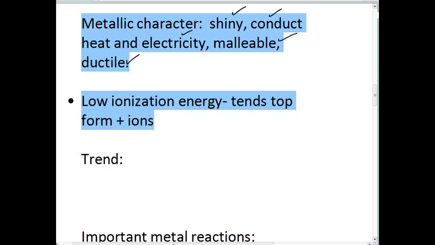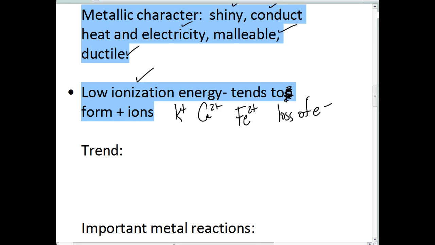Metals also tend to have low ionization energies. They tend to form positive ions, and we know that. Potassium forms a 1 plus, calcium forms a 2 plus. The transition metals can form multiple charges for the most part, like Fe2 plus. They're all forming positive ions, basically due to loss of electrons, that oxidation, and that happens.